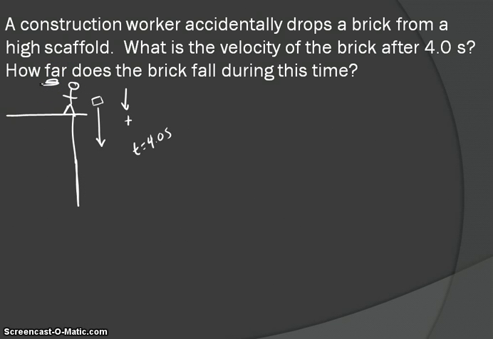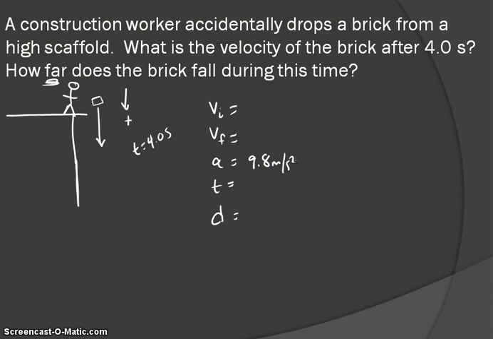Now again, I like to draw my picture, and I like to list out those 5 different variables that I can see. So I've got a Vi, a Vf, an a, a t, and a d. Those are the variables that we looked at last time when we had our constant acceleration problems. The only difference here is that because we dropped something, the a is 9.8 meters per second squared, okay?